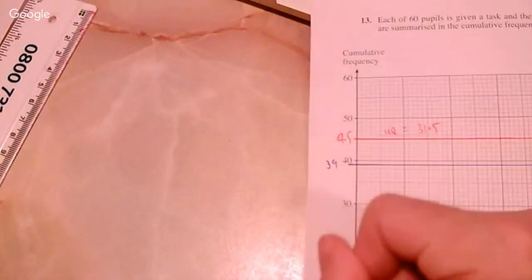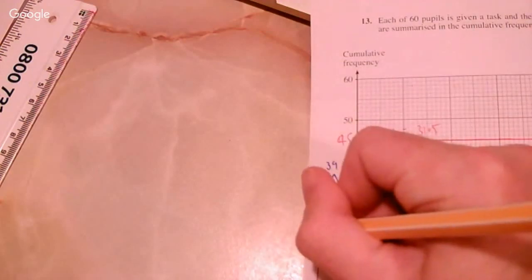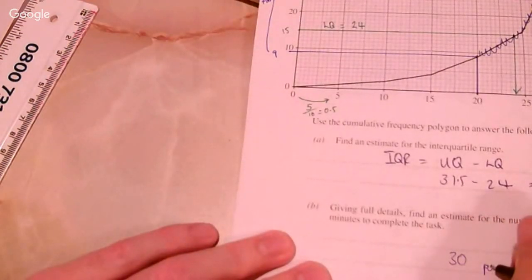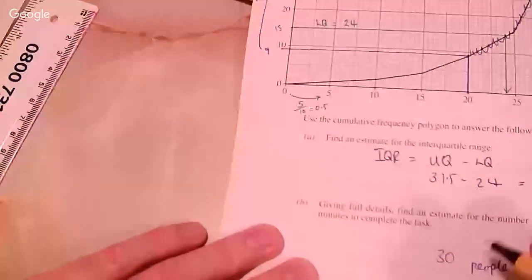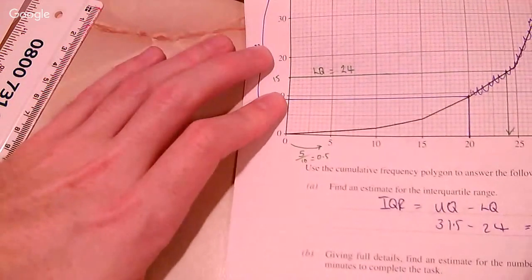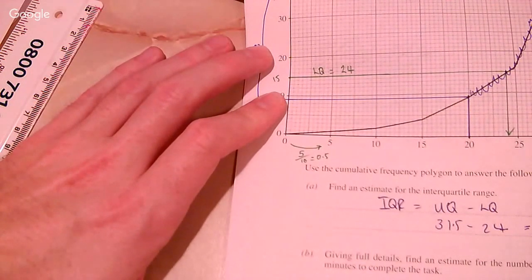So I've made that as 9 and 39. Well, if I was on 9, I've gone up to 39, I've added 30. So I'd expect 30 people to be the answer there. And when it says giving full details, maybe I should have said 39 take away 9 is equal to 30 people, and I'd say see lines on graph.